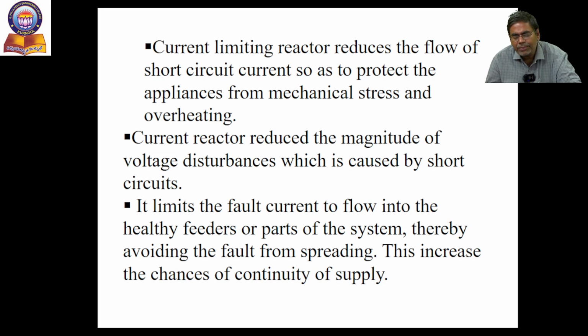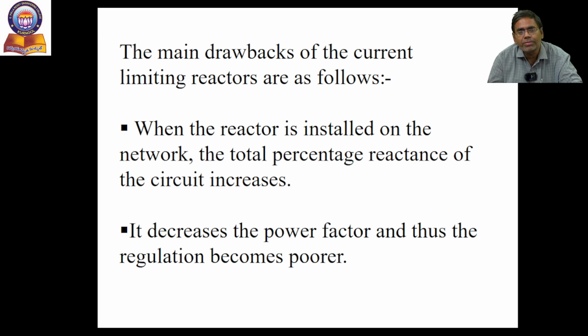The current limiting reactor reduces the flow of short circuit current so as to protect the apparatus from mechanical stress and overheating. This is an advantage of reactors. The current limiting reactor reduces the magnitude of voltage disturbance caused by the short circuit current. It limits the fault current flowing into the healthy feeders or parts of the system, thereby avoiding the fault from spreading. This increases the chances of continuity of the supply.